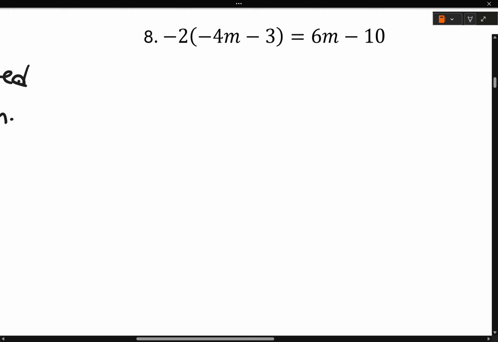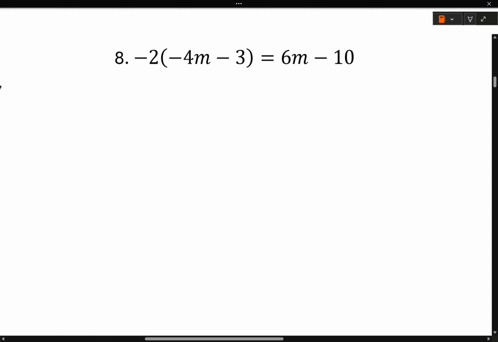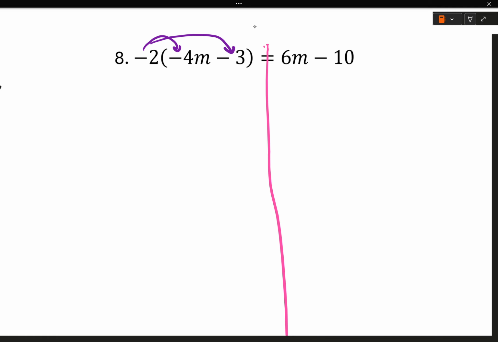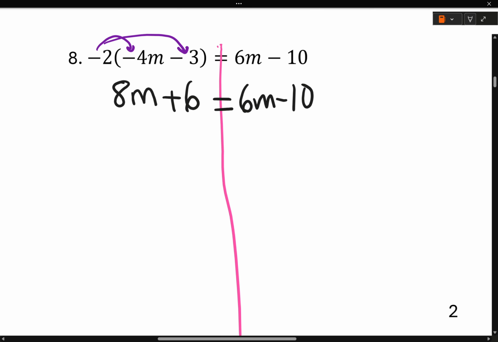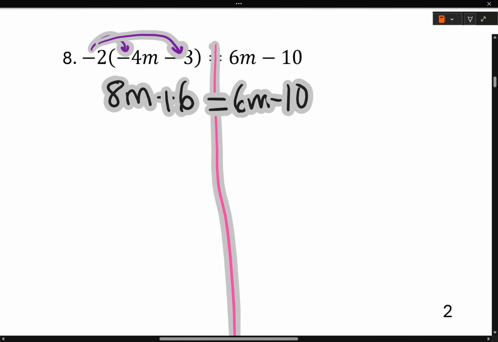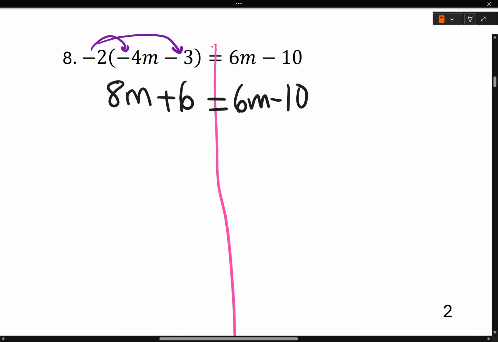Let's check out our last one for this lesson, number 8, where once again we're going to have to start by distributing. Okay. -2 times -4 is positive 8m. -2 times -3 is positive 6. Didn't do anything to this one, so we're just leaving it 6m minus 10. And we distributed.